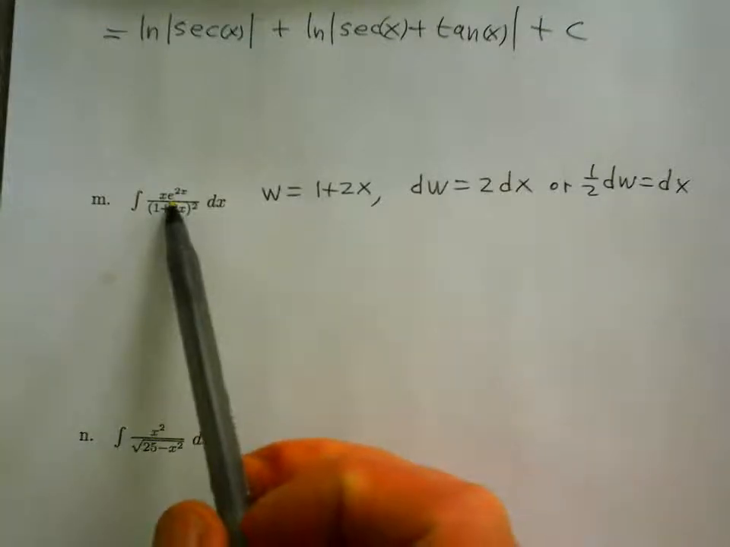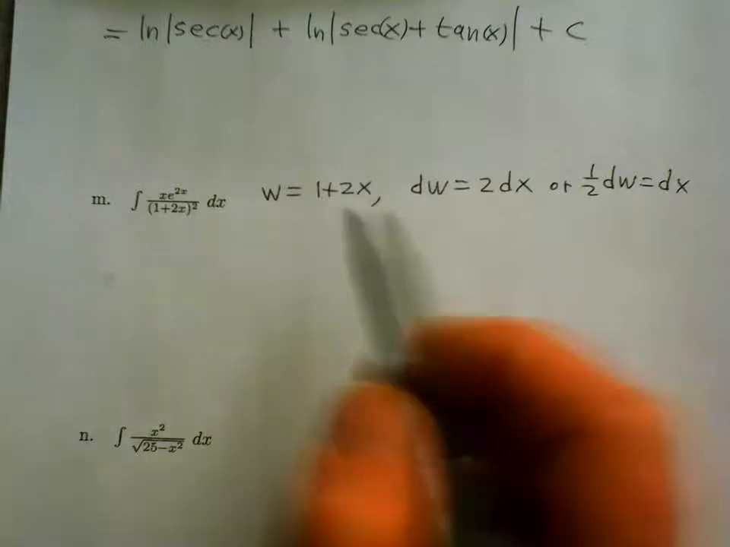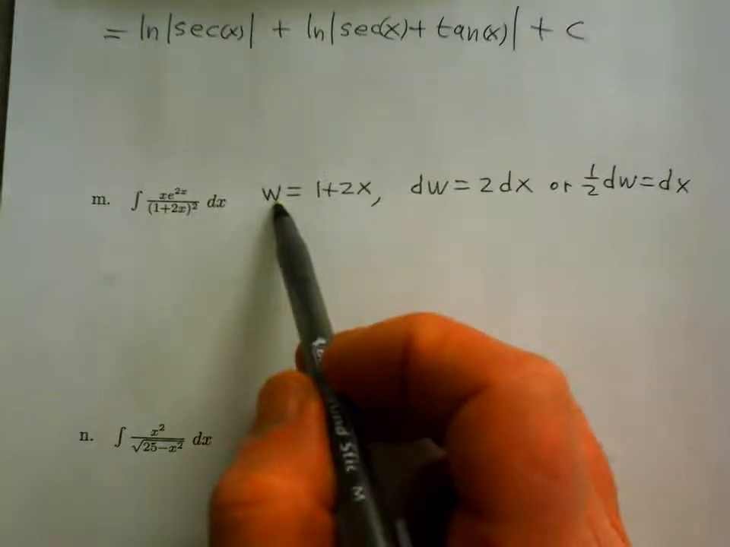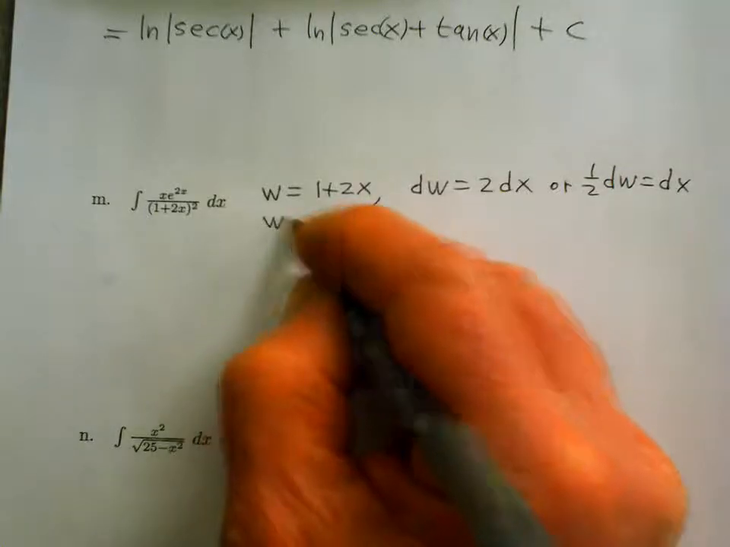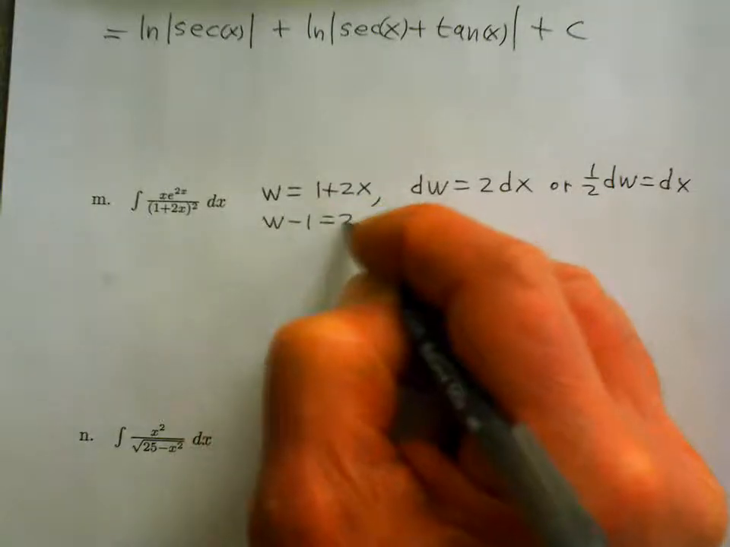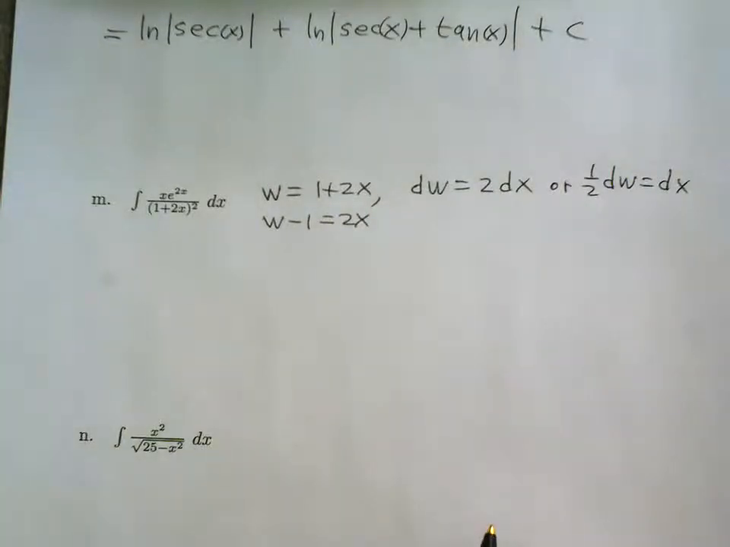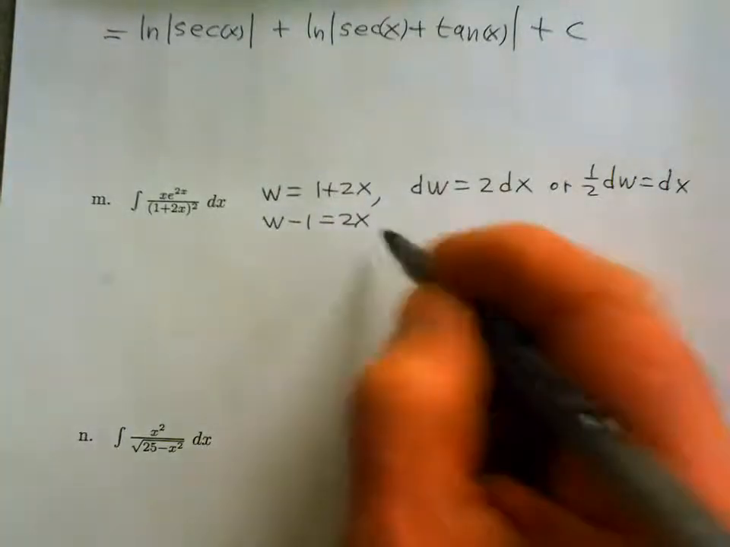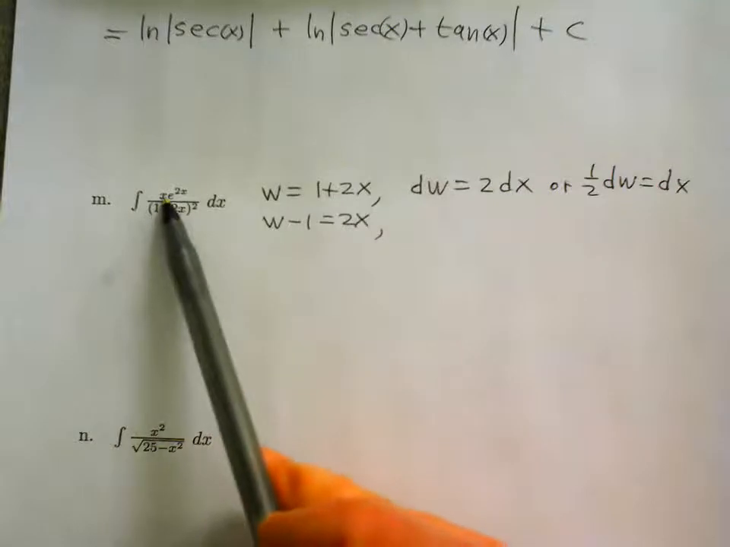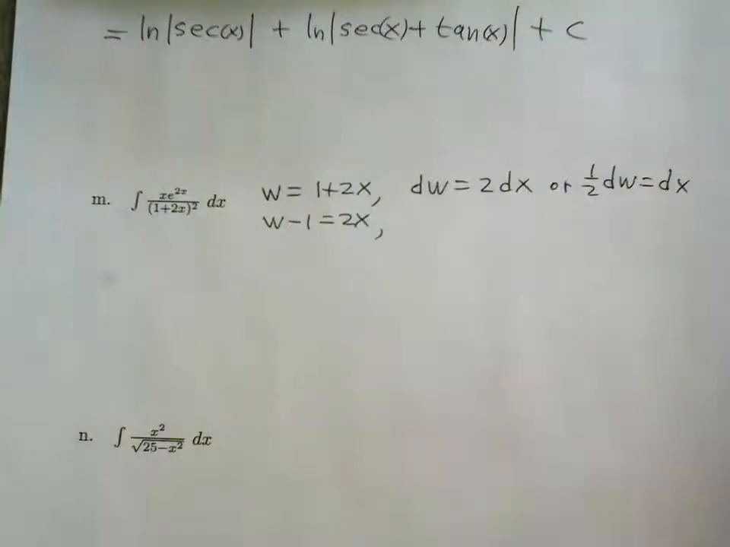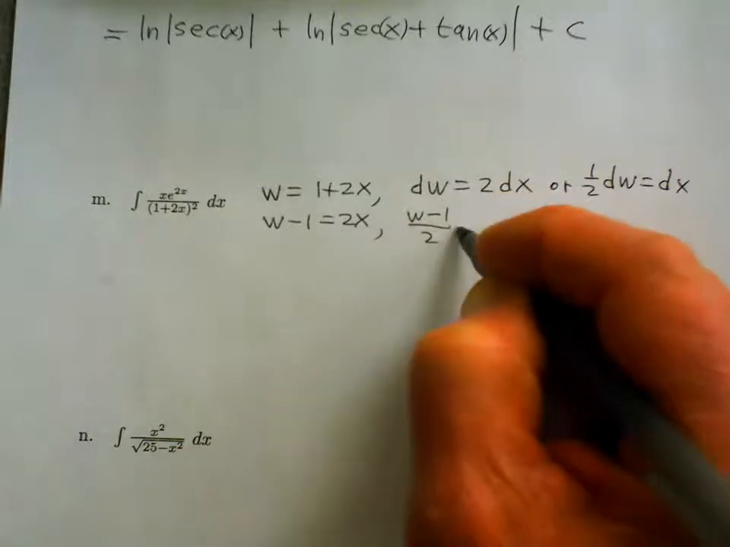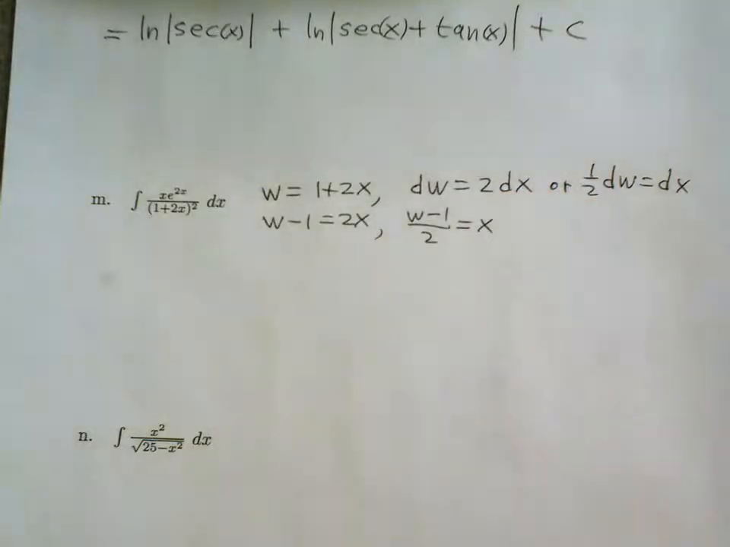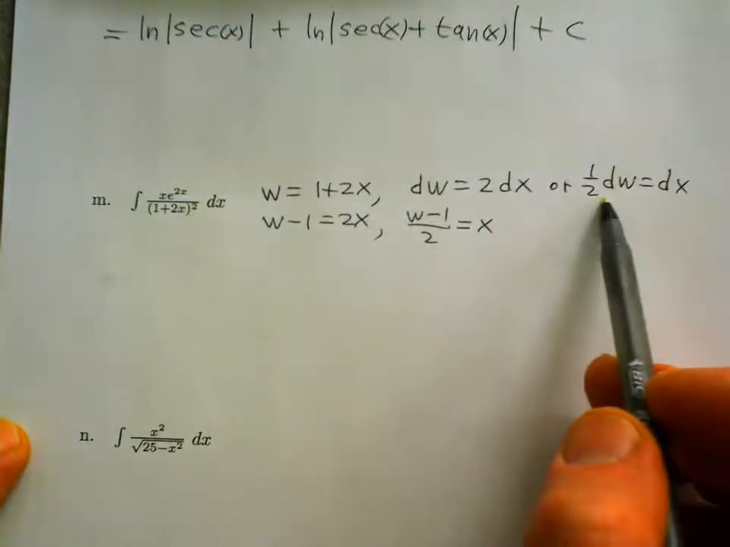Okay, in the numerator, we have e to the 2x. So since w is assigned to be 1 plus 2x, then w minus 1 is equal to 2x. And we also have a factor of x in the numerator. So w minus 1 divided by 2 is equal to x. Okay, let's go ahead and make those substitutions.